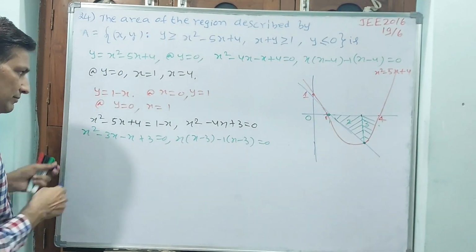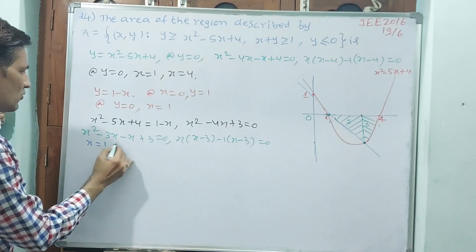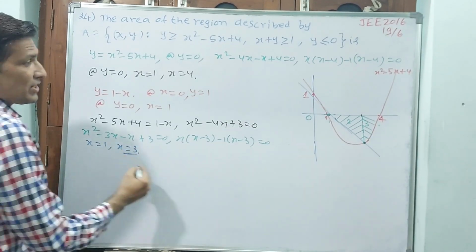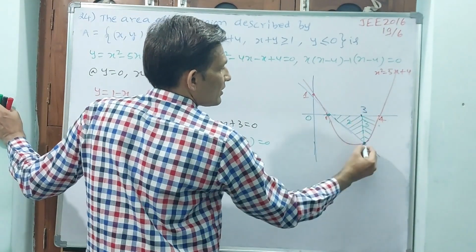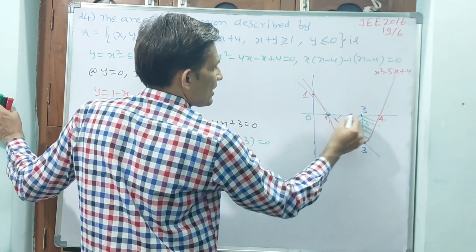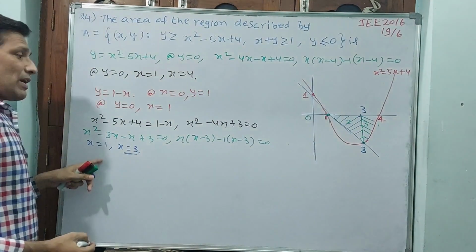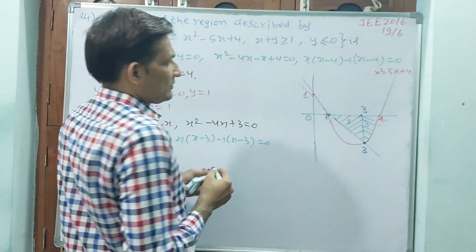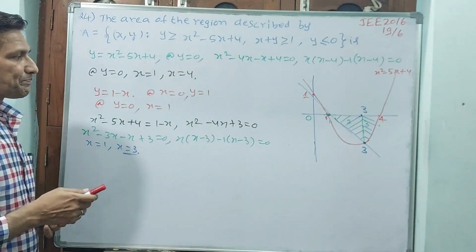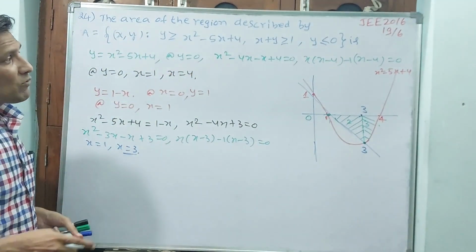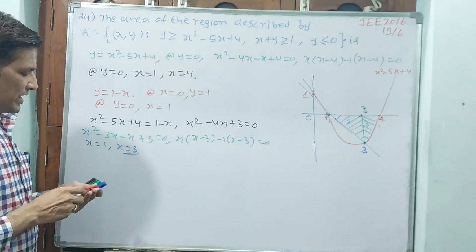That means x is equal to 1 and x is equal to 3. So this point will be 3. At 1 and 3, both curves are touching, these are the x values. So now how are you going to find this area?